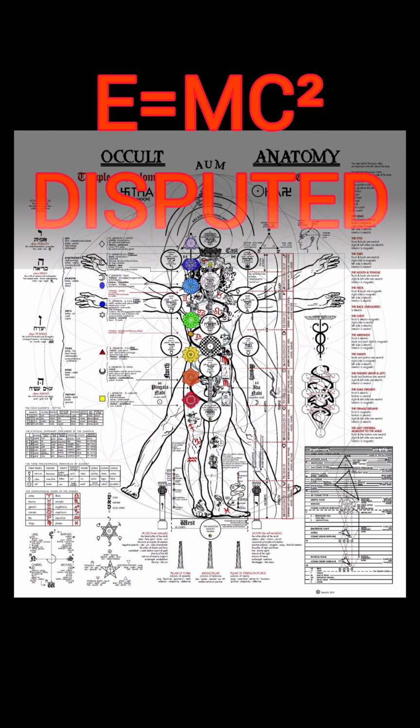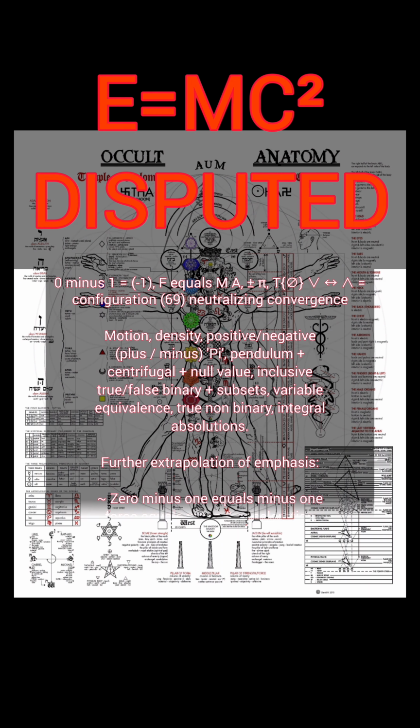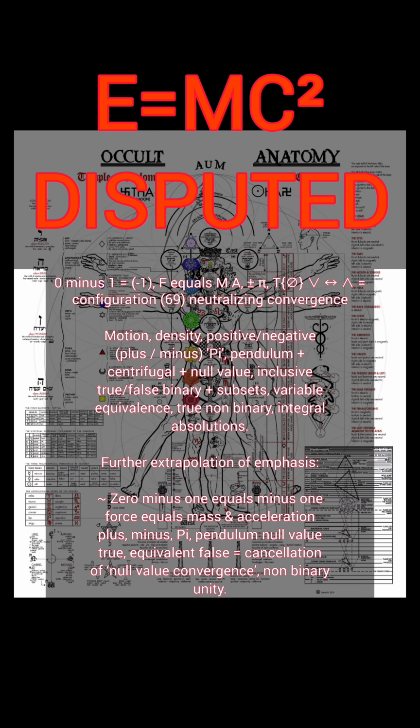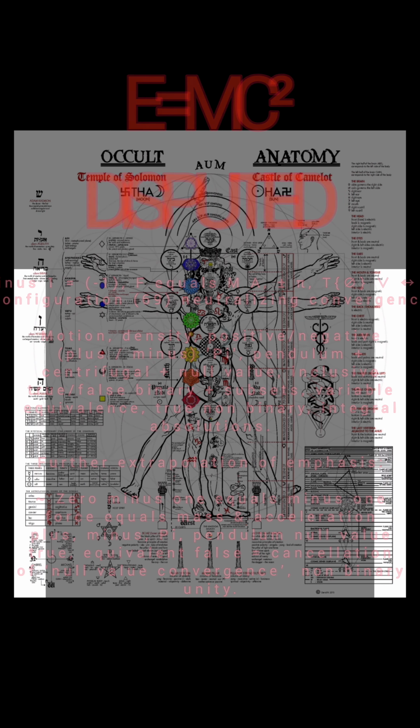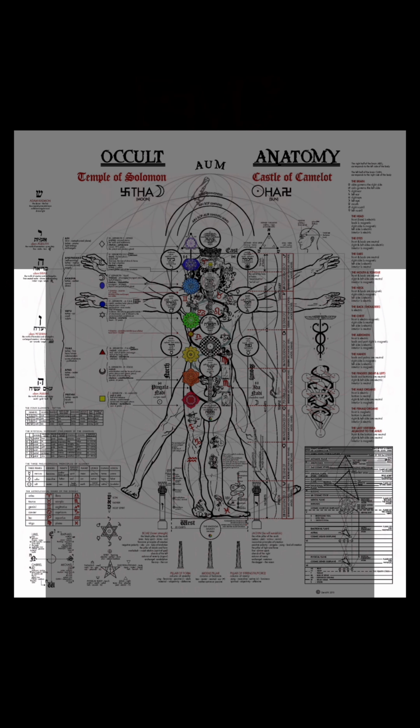E equals mc squared disputed. 0 minus 1 equals minus 1. F force equals m mass, a acceleration. Plus minus pi. T pendulum null value, non-binary equivalence binary equals convergence configuration 6 9, and so hence neutralization of the three-part increment of positive, negative, neutral to a neutral state.